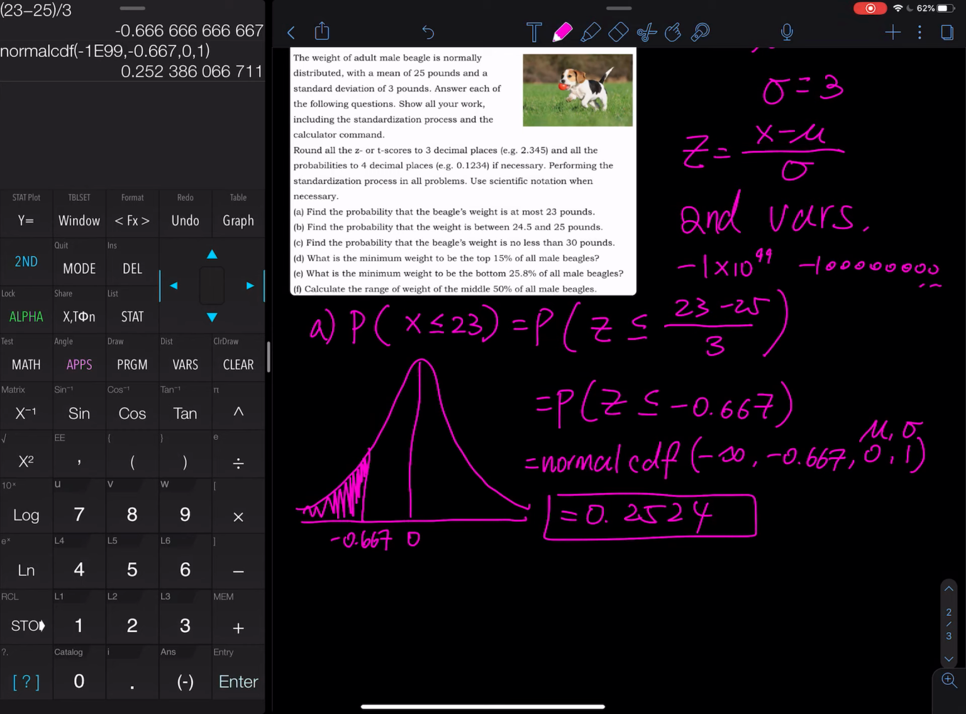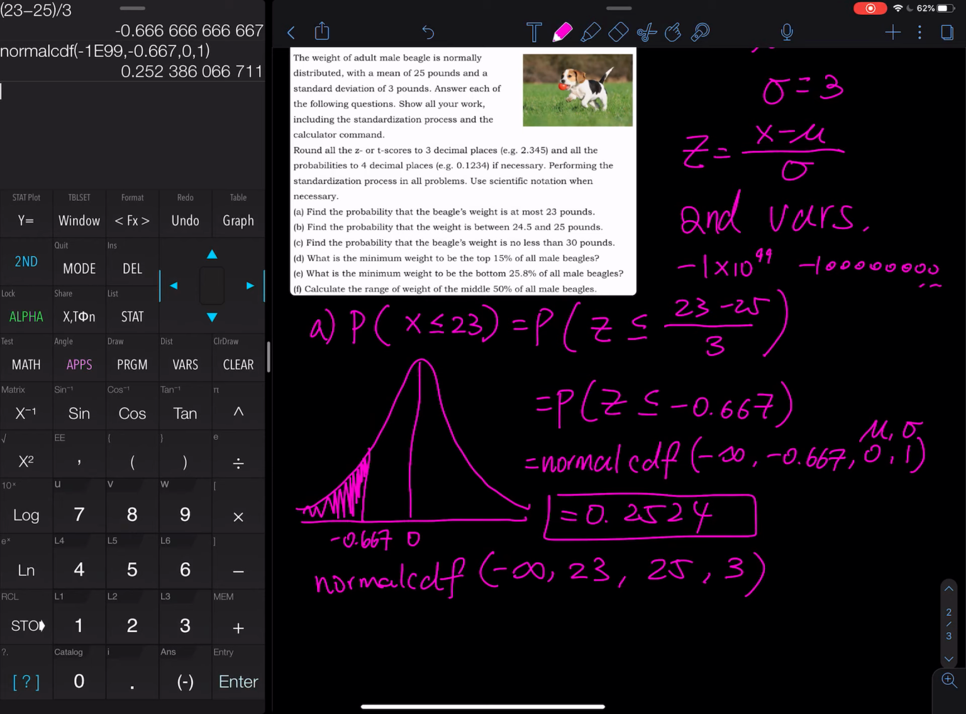There is a one-step command to get straight to the answer, so that one you do not need to standardize. So that one is normal CDF. We use the 23 from negative infinity to 23. Since that is before standardization, then the mean is 25, the standard deviation is equal to 3, not 0 and 1 anymore, because that is before standardization.